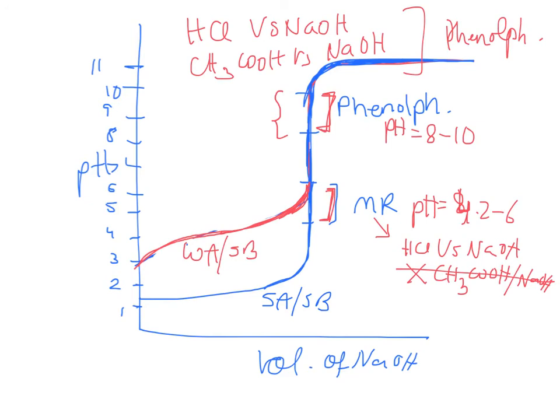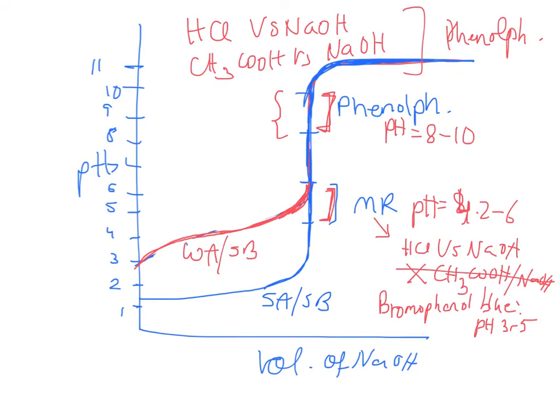So again, the choice of the indicator that you're making depends on whether or not the point of inflection matches with the point at which the color change takes place. So if you consider something like, let me give you a range, and you don't have to memorize these ranges, they will be provided to you. But let's say you have bromophenol blue, which changes color between 3 to 5. So bromophenol blue changes color at pH 3 to 5.